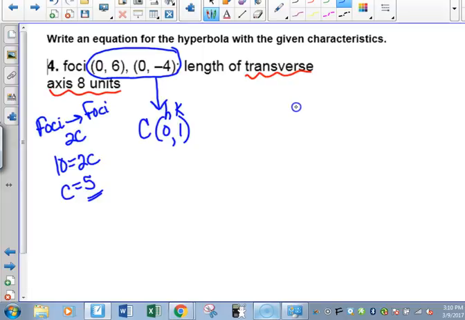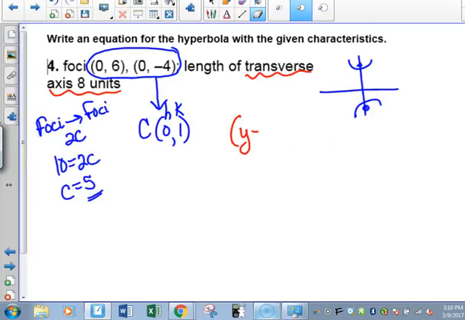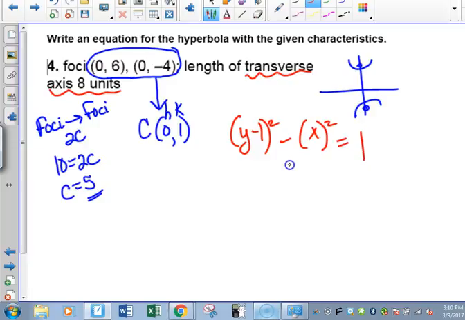Can you tell which way it opens? I would have sketched it, but you can tell by looking at your sheet probably. Over 0 up 6, over 0 down 4, so it's going this way. Remember, those are not the vertices, they're the foci, but that doesn't matter as far as it opening up and down. Okay, so it starts out with an x or a y. So y minus 0, no, liar, liar. It's y minus k, right? Y minus 1 squared minus x minus 0 squared. Okay.